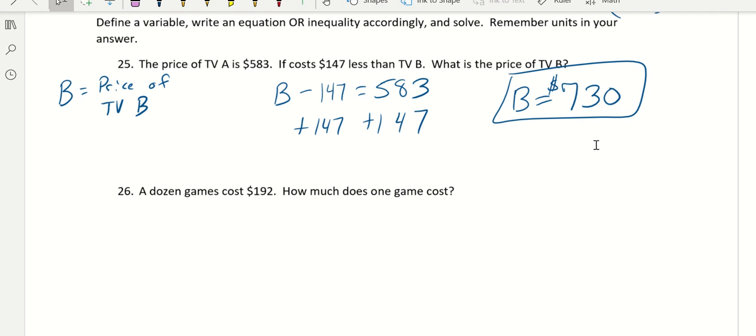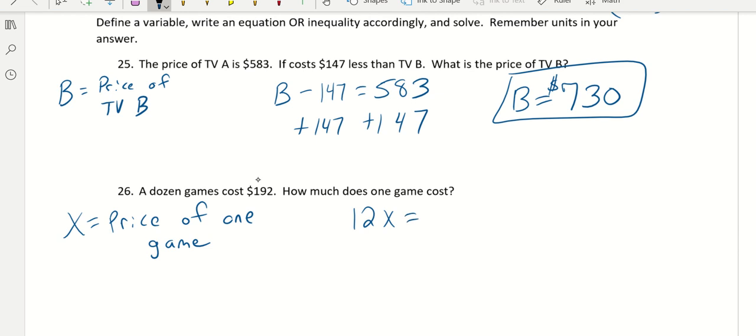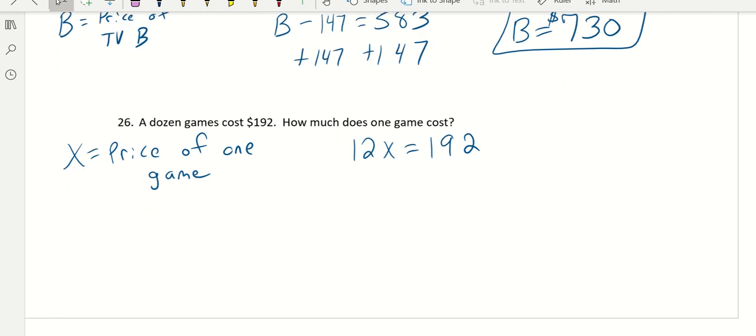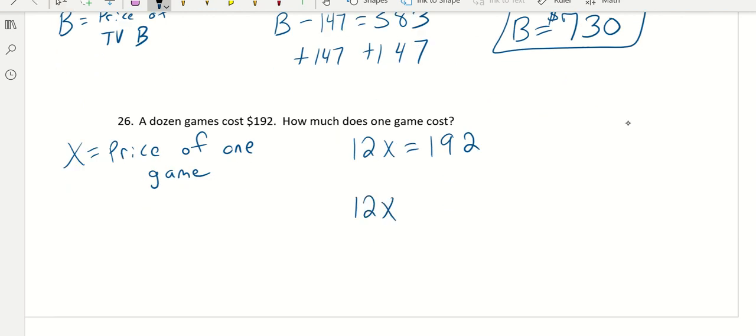So let's say X is the price of one game. Okay. And if 12 of them is $192, 12 times the price of one game is equal to $192. We can calculate the price of one game by dividing by 12. Let me step down to a different step there. 12x, we divide by 12. 192, we divide by 12.